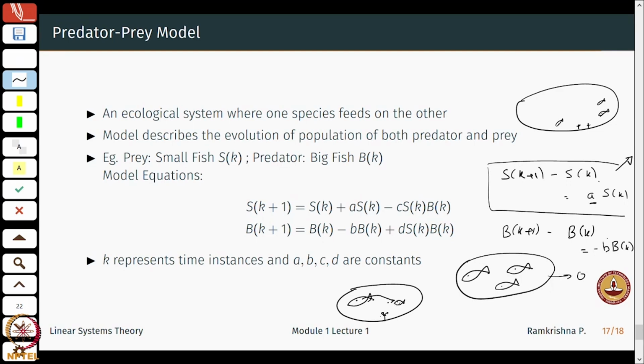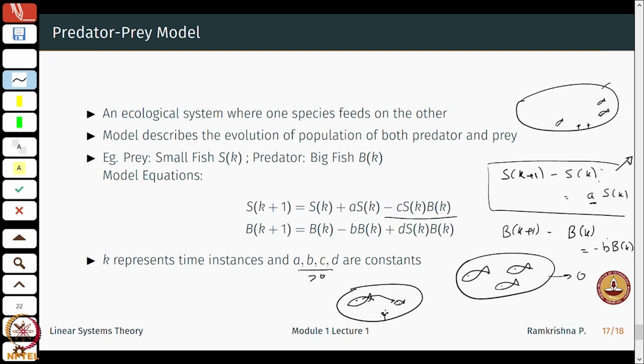So what you will expect to happen is that the small fish population was increasing all the time. Now, when there is the big fish feeding on them, you will see a certain decrease in population, right. Therefore, I put this C here, and all these constants here are greater than 0, by the way. So you will see that the population increases when they are by themselves.